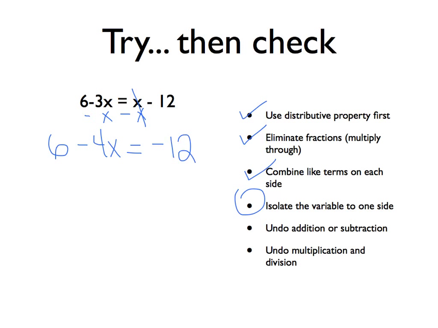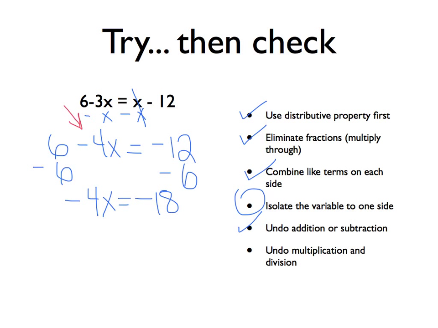Here's another tricky part. We need to undo the addition or subtraction. People's first gut feeling is to get rid of this minus 4x. But really, that is the last thing we want to deal with because we want to get rid of this positive 6 first. So we're going to subtract the 6 from both sides. And once I subtract 6 from both sides, I get negative 4x is equal to negative 12 and negative 6, which is negative 18.